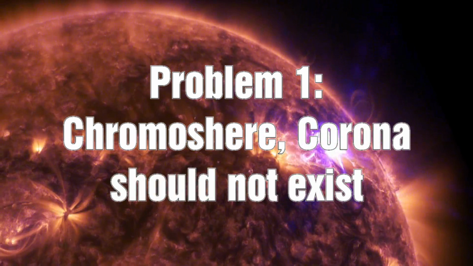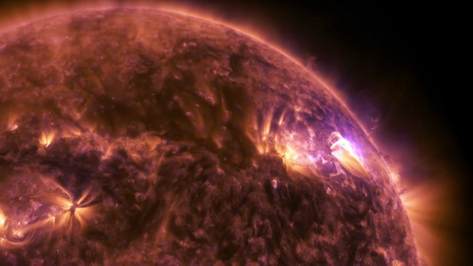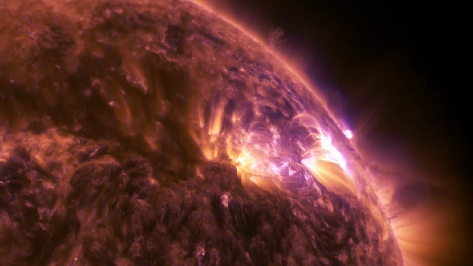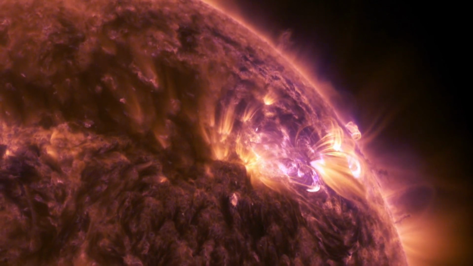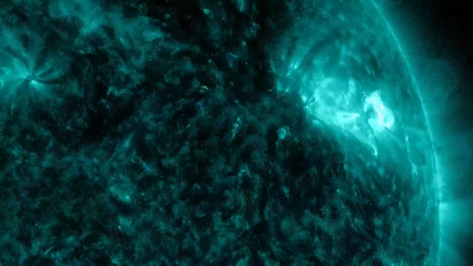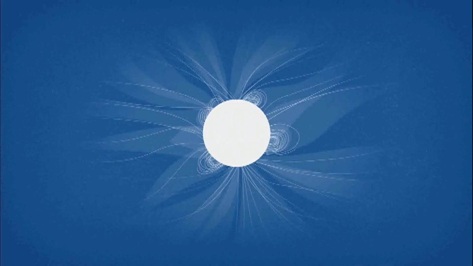So the first problem we come across in the standard model is the structures that we see above the normal surface of the Sun. Now the standard model is based on the idea that gravity and nuclear fusion cause all the effects that we see. The problem with this model is that it cannot explain the chromosphere, the corona or the plasmasphere. These structures simply should not exist if this process is driven by nuclear fusion.